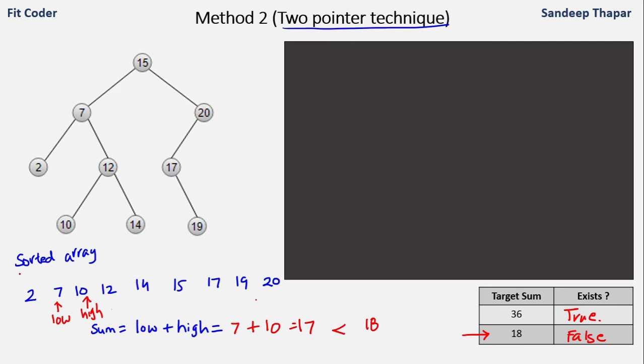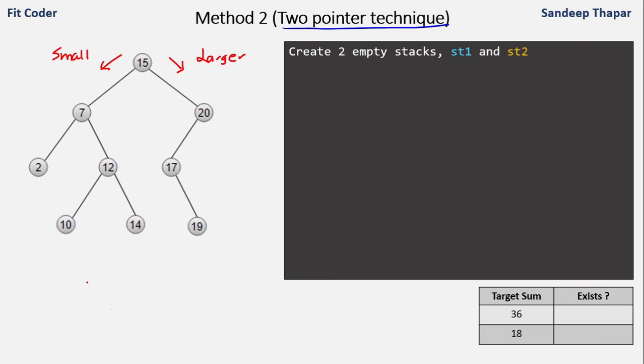Now this two-pointer technique works for a sorted array. But in a BST we have a property that the left nodes are smaller and the right nodes are larger. So we can use the same two-pointer technique in this BST to find out if there are two elements present which have the sum equal to the target sum. So let's see an adaptation of the two-pointer technique for the BST. In the first step, we create two stacks, stack 1 and stack 2.